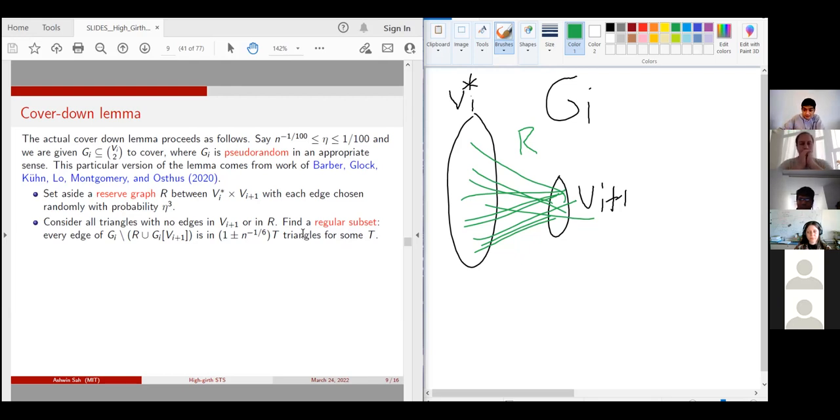Eta you can think of as a 1%. So this is so much better than eta that you can run the triangle removal process for much longer relative to eta. So now when we run the triangle removal process, the amount of leftover edges depends only on this parameter, as I mentioned. And so you can show that you're left with like n to the 1.99 edges or something.